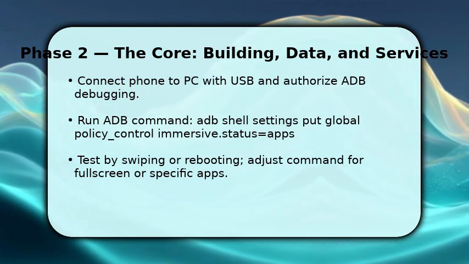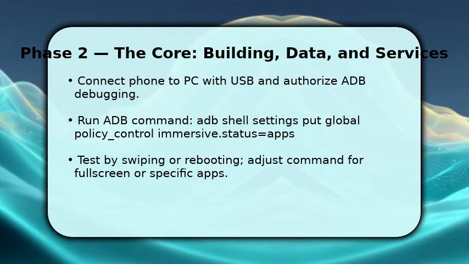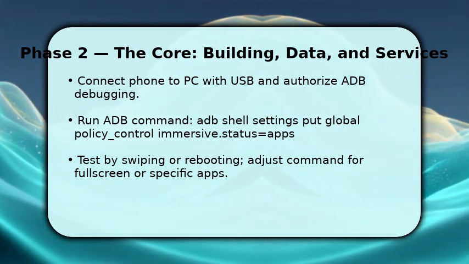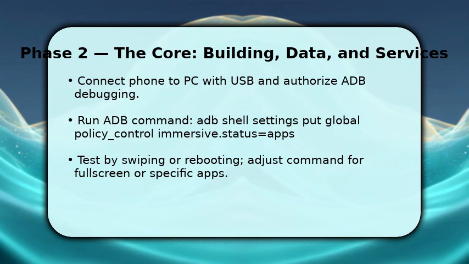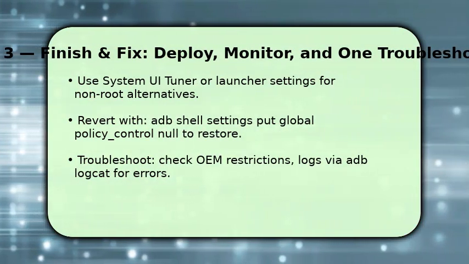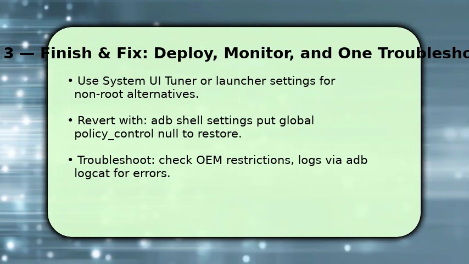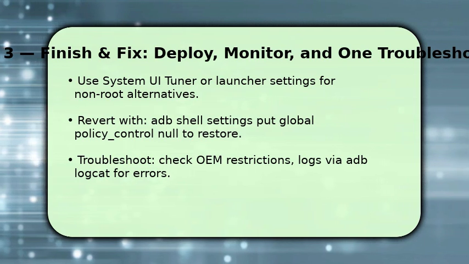Make sure to explain the why. Policy control instructs the system UI to enter immersive mode, which forces the status bar to stay hidden for the chosen scope. If ADB isn't an option, use System UI Tuner, supported launchers, or an accessibility-based app to hide the status bar. These are safer but may be limited by OEM restrictions.